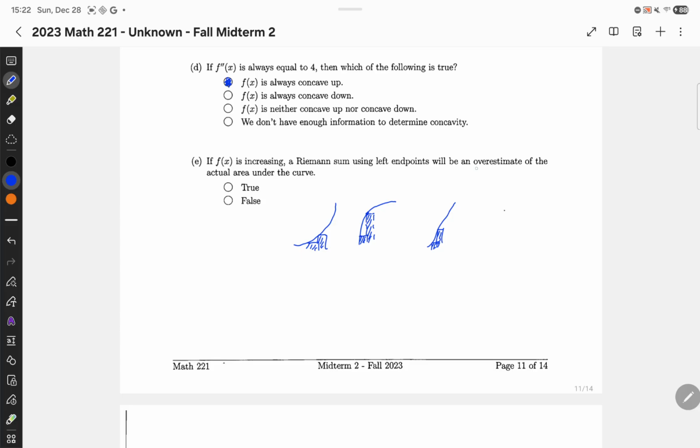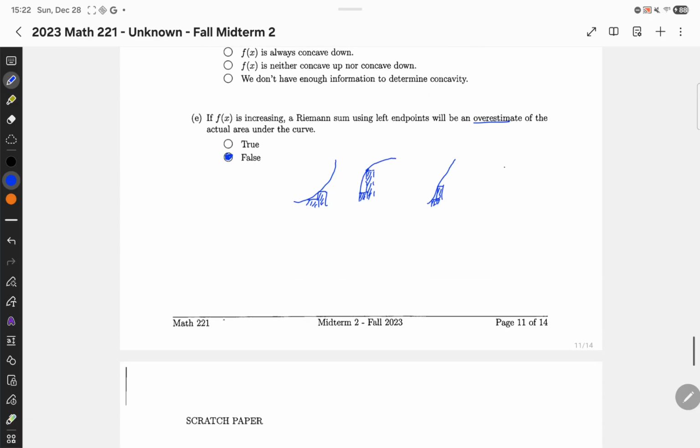So is it an overestimate? No, it's actually going to be an underestimate. So that's going to be false. And that is it. So if you made it this far, nice job.